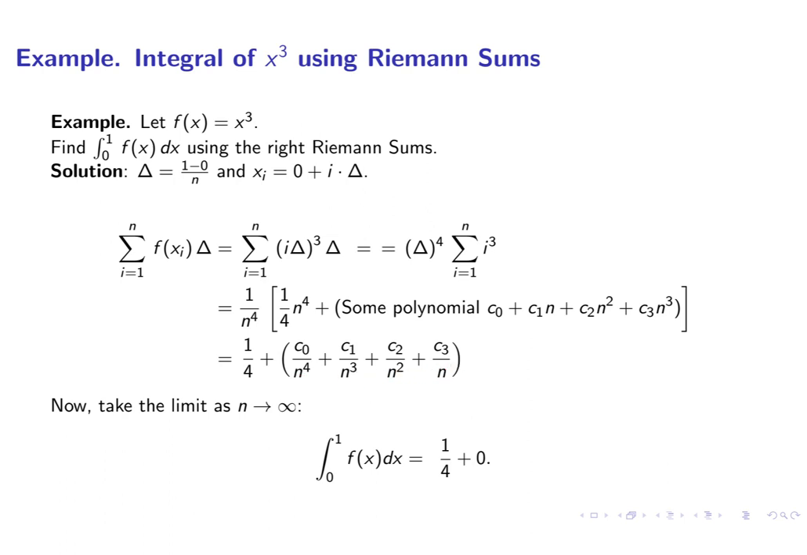Now, in order to compute the definite integral, we need to take the limit as n goes to infinity. The terms with negative powers of n are going to 0. So the only term that survives is 1/4. So our definite integral is equal to 1/4.